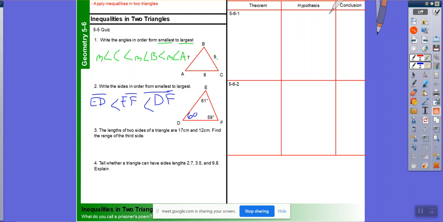Okay. Walter, are you ready for number 3? Oh, yeah. All right, so first we're going to find the biggest possible length of the third side. So that will be 17 plus 12, which would add up to 29. But since it has to be less than the sum, we know that the third side is going to be less than 29.